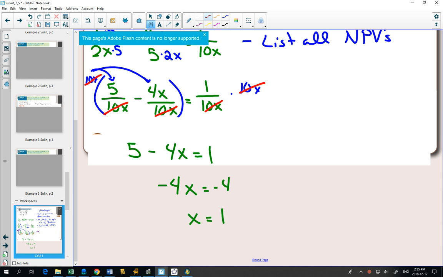And divide. And we have to check, was our answer our non-permissible value? No, our non-permissible value was 0. There is our answer.